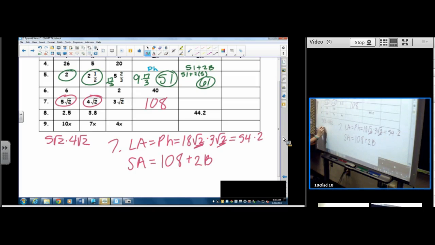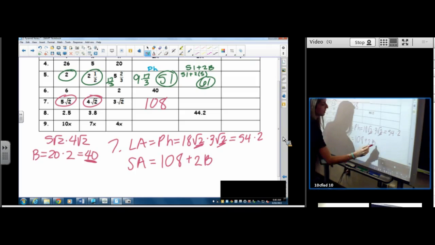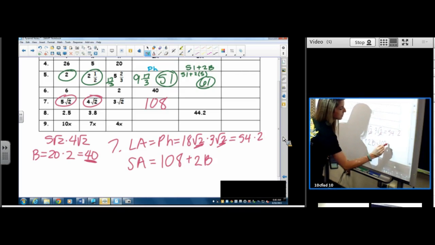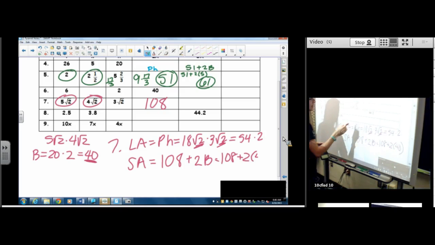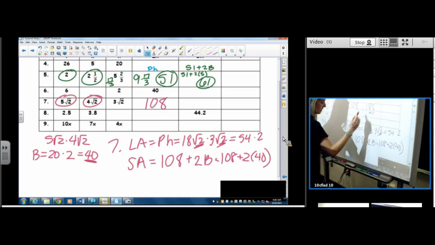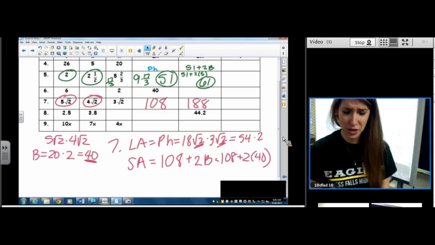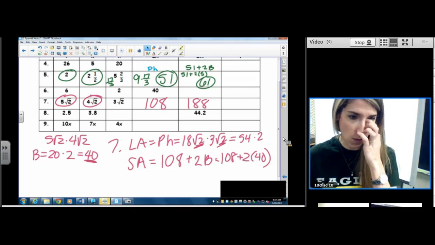5 times 4 is 20. Square root 2 times square root 2 is 2. So B is 40. So it is 108 plus 2 times 40. So that's how we get 188 there. I'm also going to let you do the volume by yourself because that's always the easiest one.